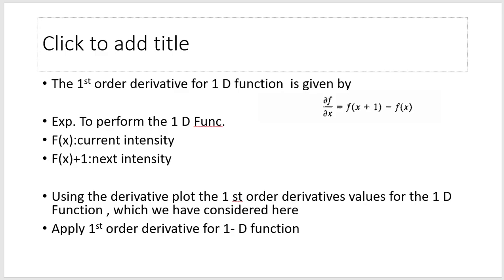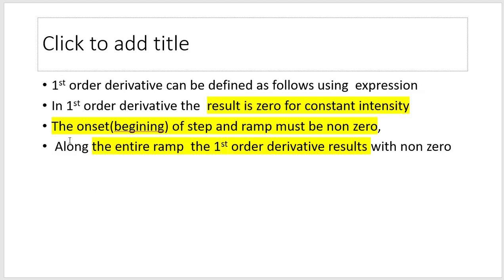So now the first derivative function is represented by ∂f/∂x equal to f(x+1) minus f(x). f(x+1) is the next intensity, whereas f(x) is the current intensity. So using the derivative plot, the first order derivative values for the 1D function are considered. Now applying first order derivative for the 1D function, we'll obtain the 2D function or the second order derivative.